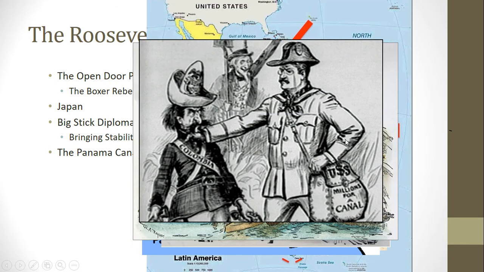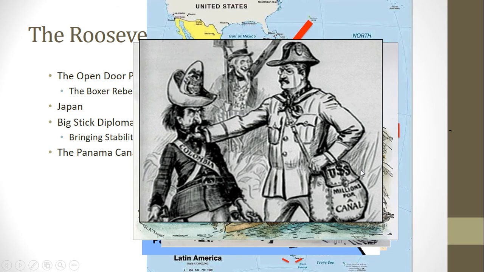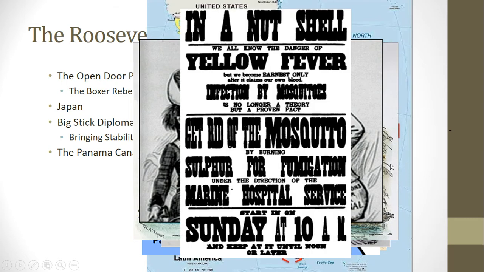And here he is taking all the money from a canal away from Colombia and more or less keeping it for ourselves. So, in exchange for allowing this new country of Panama, allowing the United States to dig this canal, we ended up getting control of the canal. And so the United States would dig the canal, and we would also get the joy of getting yellow fever from trying to send our workers down to the jungles of Panama.